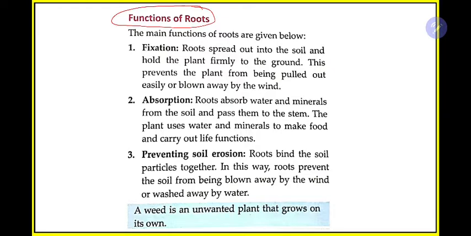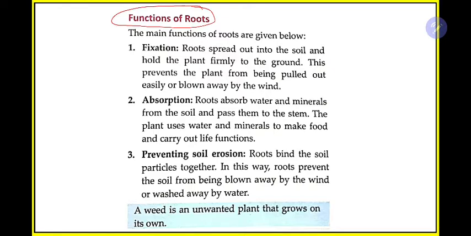Fixation means for every plant the root spreads over the soil, right? And it gives strength to the plant to stand over the soil. That means it fixes the plant over the soil and gives a strong strength to the plant so that it can stand on the ground. This prevents the plant from being pulled out easily or blown away by the wind. That means during heavy wind, these roots give the strength to the plant so that it can survive any storm or heavy wind. Okay, next is absorption.